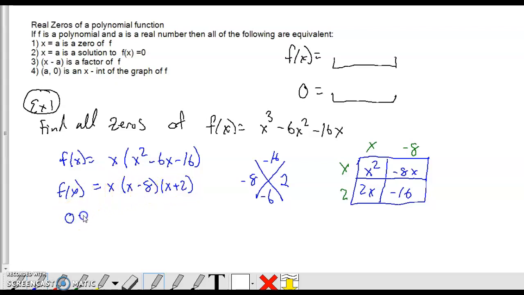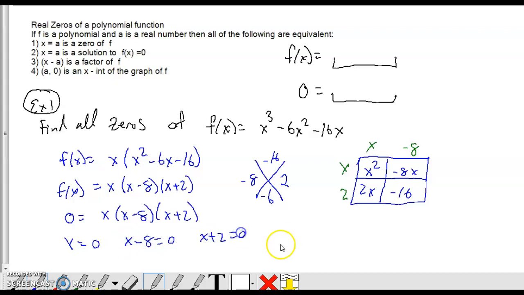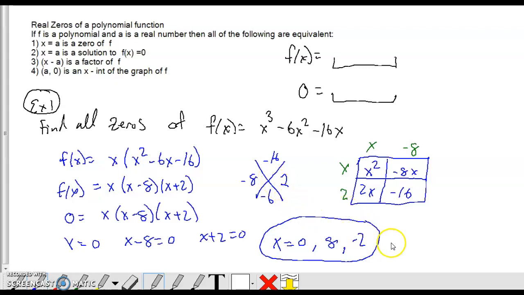So if I go ahead and set all my factors equal to 0, I will get my answers. x is equal to 0, 8, and negative 2. So again, those are all of my zeros or my solutions. I can also write them as ordered pairs, (0, 0), (8, 0), and (negative 2, 0), as x-intercepts.